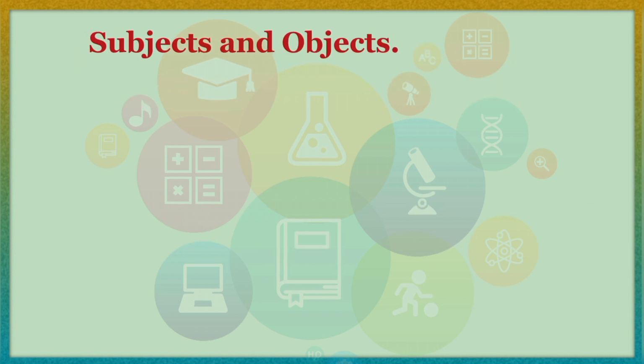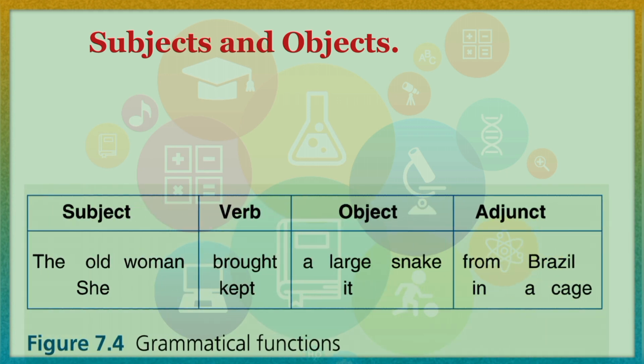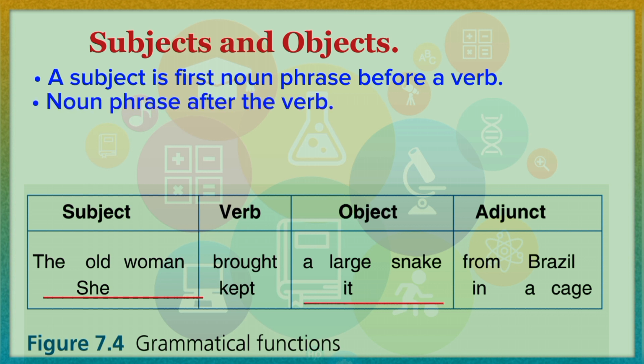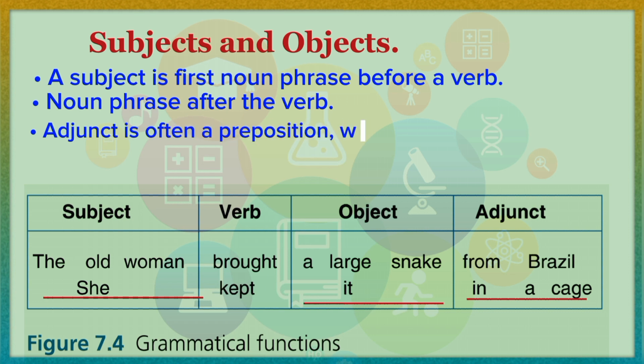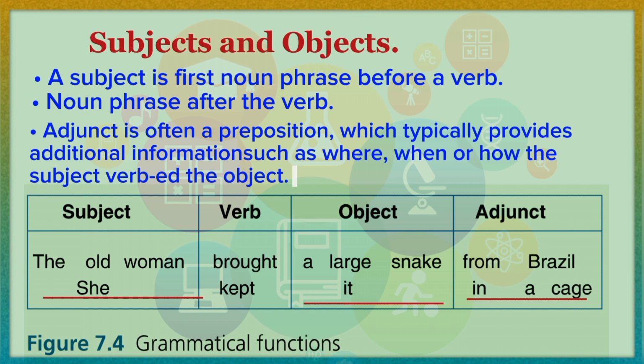Next, we have subjects and objects. We use the terms subject and object to describe the different functions of noun phrases in a sentence. Since English uses position in the sentence to indicate grammatical function, we can normally identify the subject as the first noun phrase before the verb, and the object as the noun phrase after the verb. The other phrase at the end of our example sentence is often a prepositional phrase, which typically provides additional information such as where, when, or how the subject verbed the object.